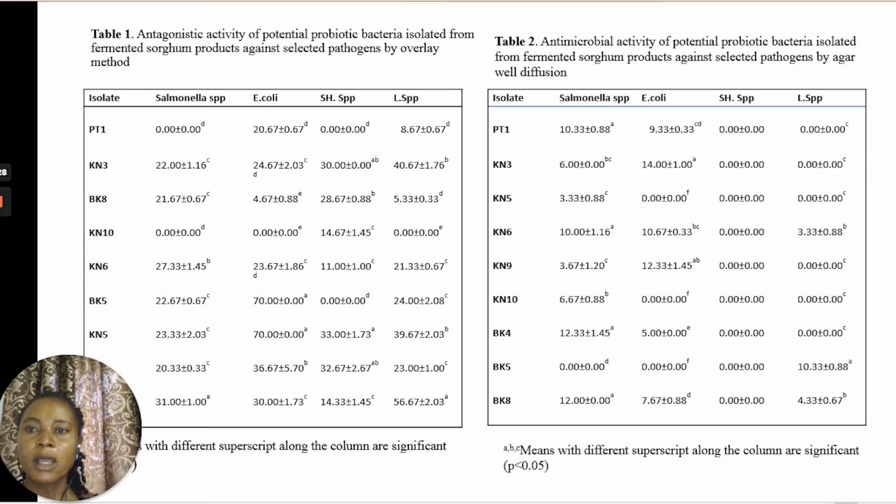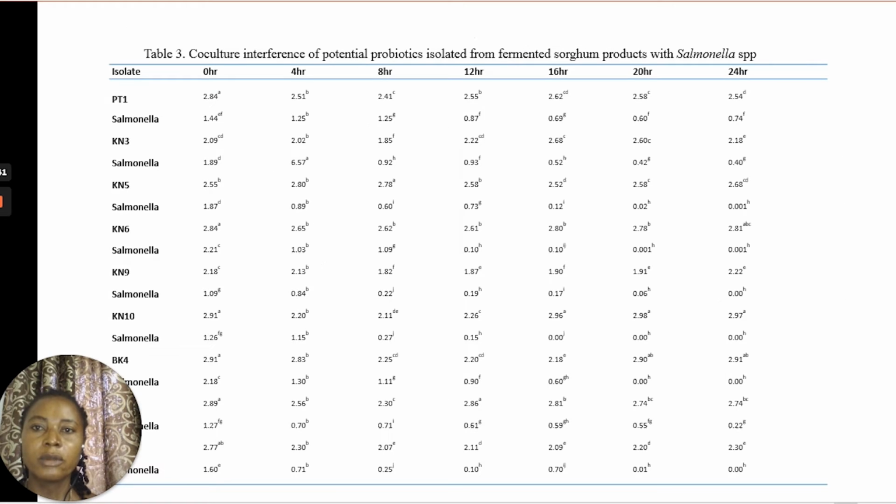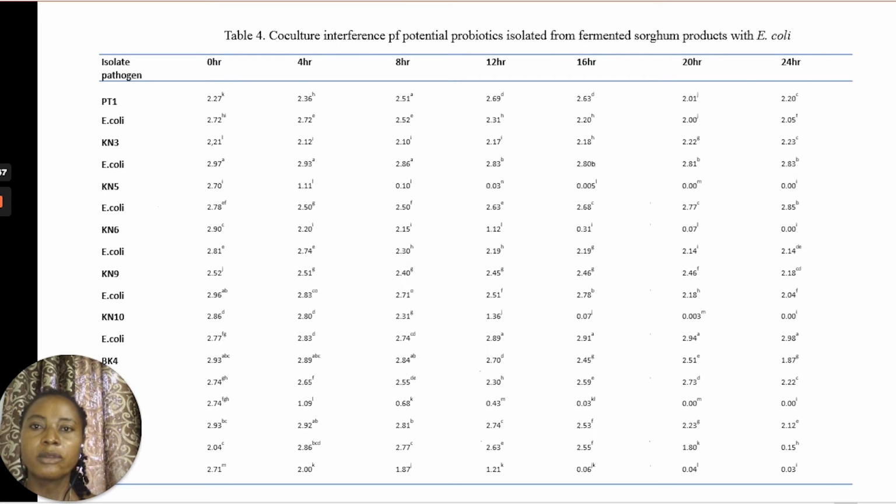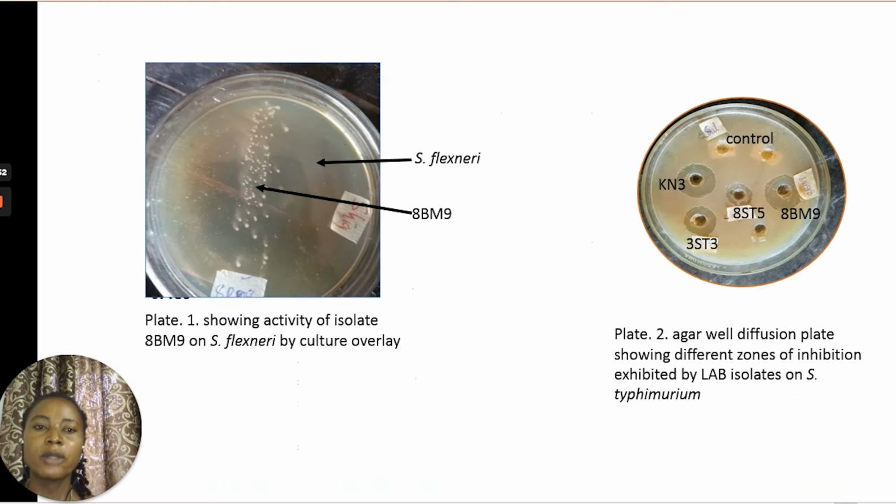Table 1 is the antimicrobial activity of these isolates on selected pathogens by overlay method, while Table 2 is the antimicrobial activity of the isolates on selected pathogens by agar-well diffusion. Table 3 is the co-culture interference of potential probiotic with Salmonella species, while Table 4 is the co-culture interference of the isolate with E. coli. Plates 1 and 2 are showing various zones of inhibition of this isolate on Salmonella and Shigella flexneri.